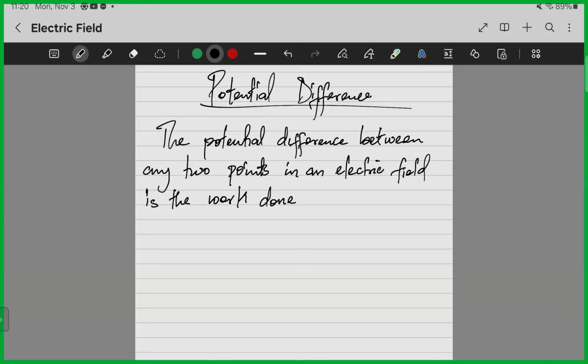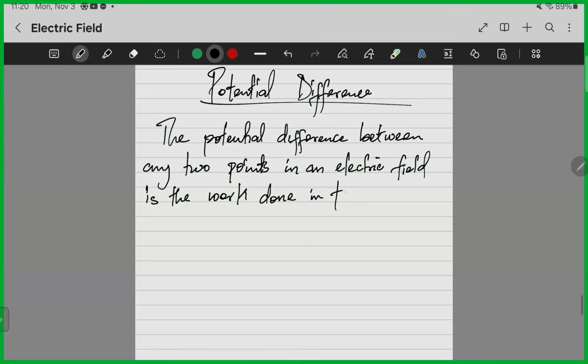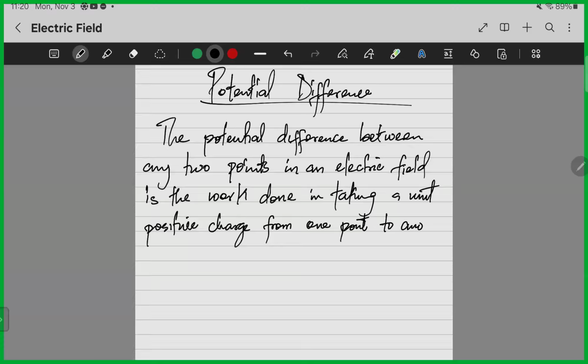So the potential difference between any 2 points in an electric field is the work done in taking a unit positive test charge, a unit positive charge, from one point to another in the field, from one point to another in the field.